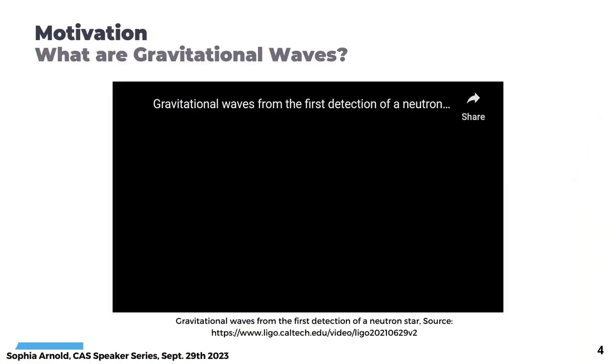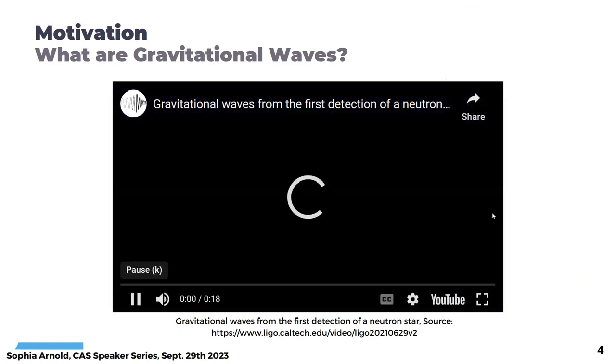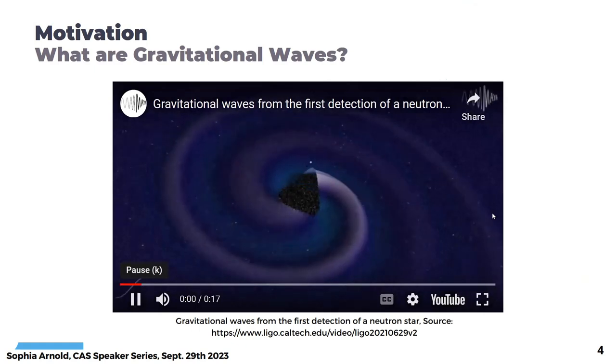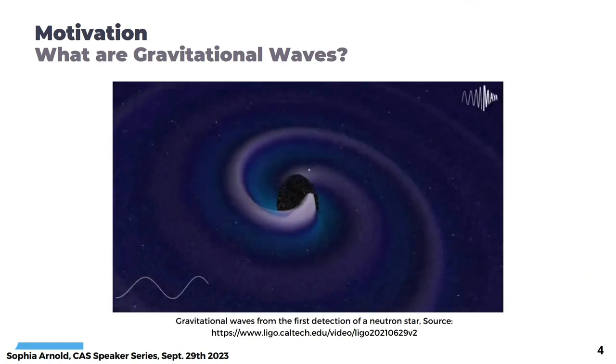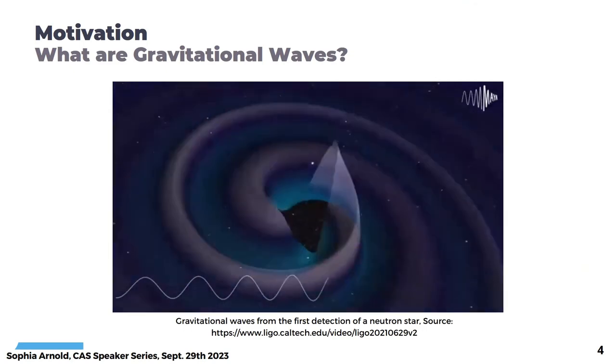So, for starters, let's talk about what a gravitational wave is. According to LIGO's website, gravitational waves are ripples in space-time caused by some of the most violent and energetic processes in the universe. And I have a fun little video, which a lot of you have probably seen, considering we are the Cornell Astronomical Society giving this presentation. However, I think it is very fun to see every time.